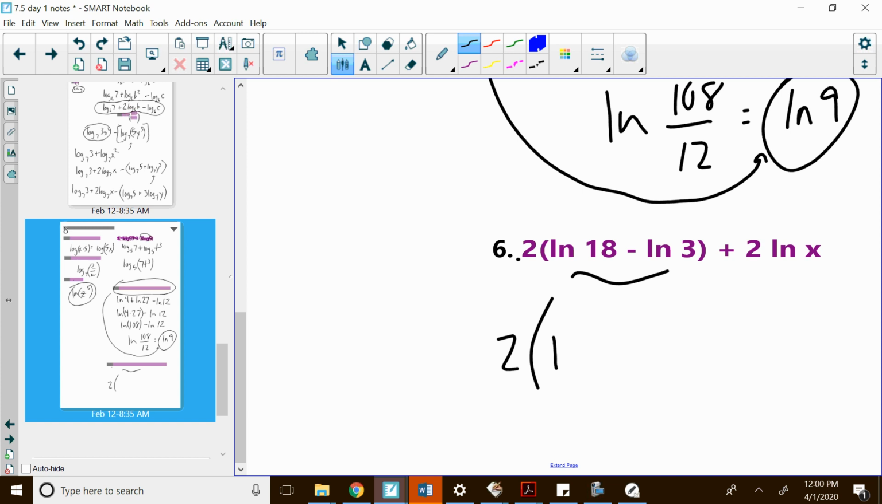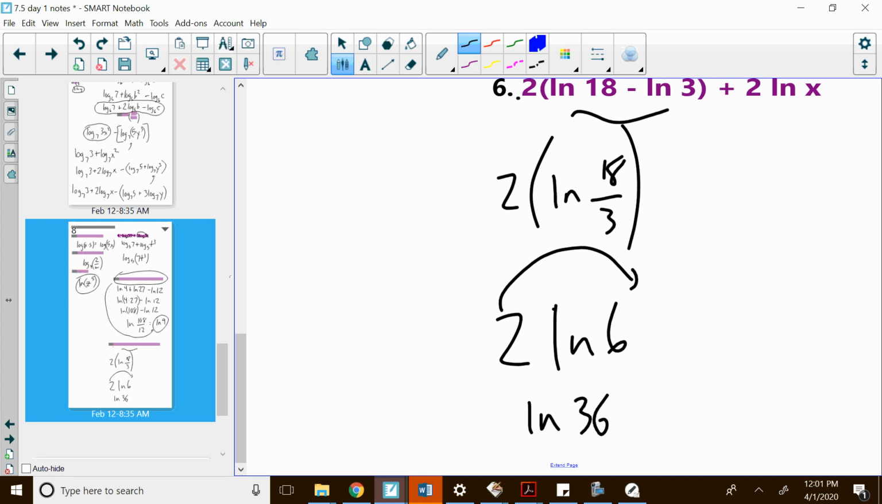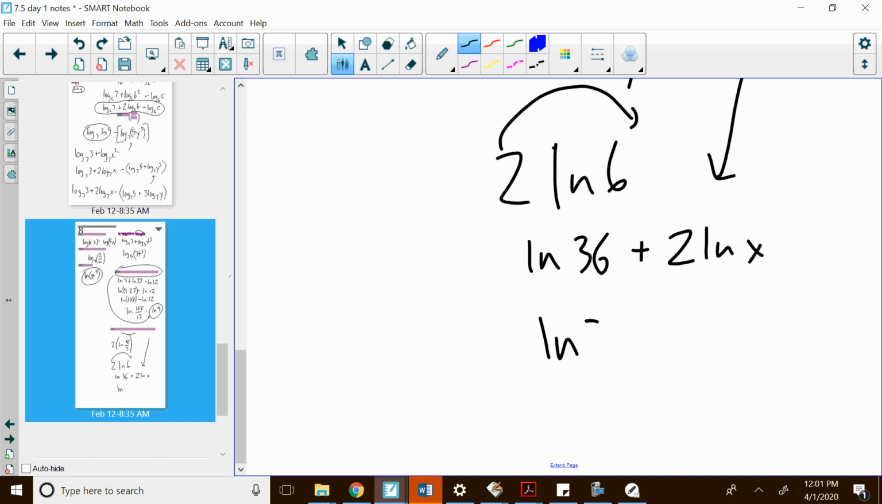So this is 2 times the natural log of 18 over 3, which is 2 times the natural log of 6, which then to condense, I could bring that 2 up as a power, which is the natural log of 36. Okay, bingo. Plus 2 times the natural log of x. That kind of just came along for the ride. I hadn't messed with that yet. So I'm going to say that's the natural log of 36 plus the natural log of x squared. And lastly, I'm going to use product property to combine those and say that's the natural log of 36x squared.